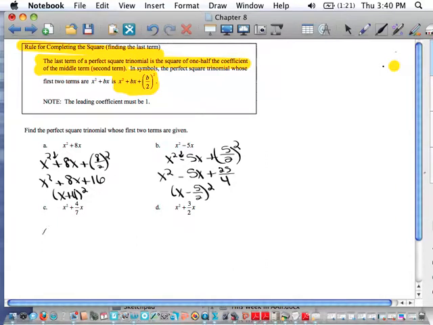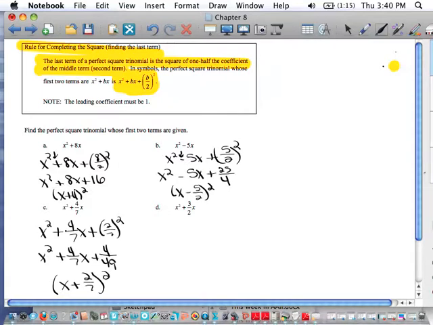Example C, I have x squared plus 4/7 x. I'm going to add 4/7 divided by 2. That's going to give me 4/14, and 4/14 will be 2/7 squared. So my perfect square trinomial is x squared plus 4/7 x plus 4/49. Writing that as a binomial squared, I have x plus 2/7 squared.